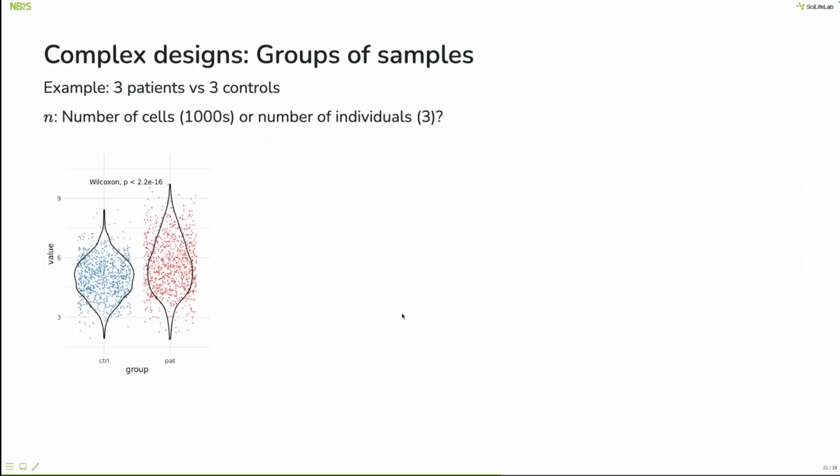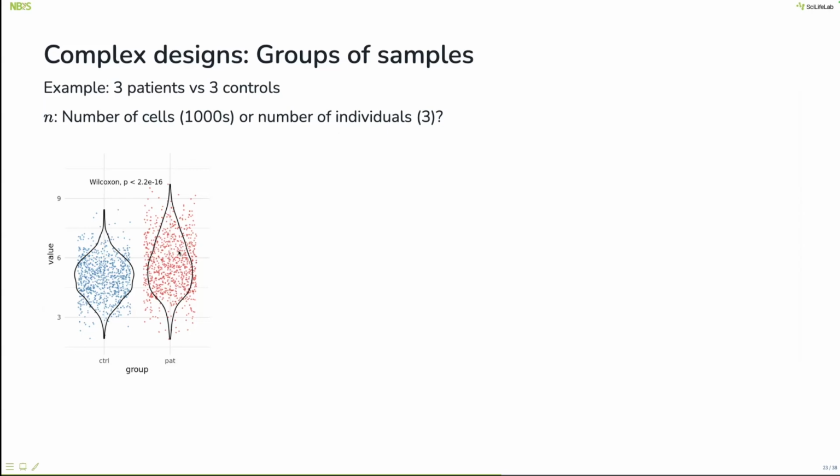To give you an example of why this is important to consider, if we have an example of 3 patients and 3 controls where we have a lot of cells for each one, then the question is, when we perform our test, what is our N? Is it all of the different cells that we have, so possibly thousands, or is it the number of individuals like we're used to with this type of study?